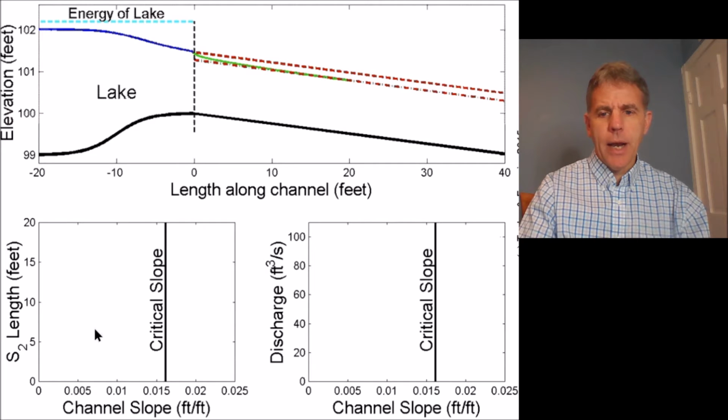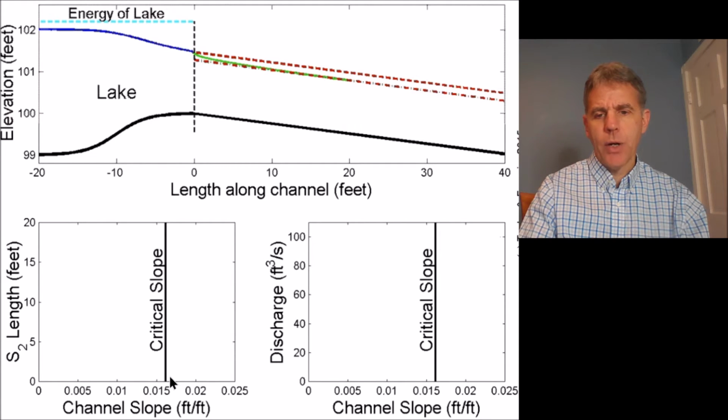In the same way, in the lower left here, again, we're plotting versus slope. We're looking at the length of the S2 curve and how that varies with slope. You can see at the outset of the animation that I'm identifying where the critical slope will exist. Basically, the slope that forces exactly critical conditions in the channel. And that is an important transition point in the overall animation. So let's set this in motion.